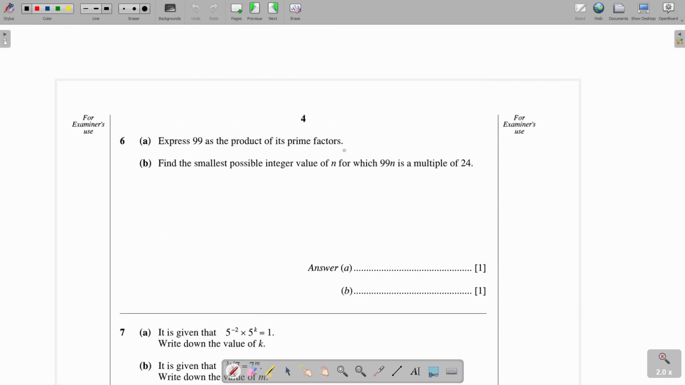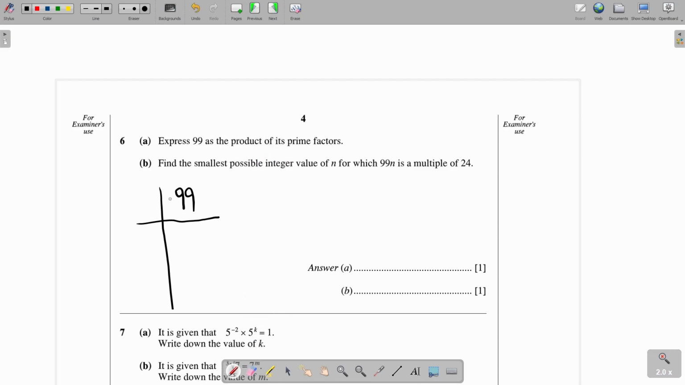Express 99 as a product of its prime factors. So what we really need to do is divide 99 over and over by some prime numbers, whatever prime numbers it gets divided by easily. And when we have those divisions, we can multiply those together and it makes 99 again, which means we have the prime numbers that form a product that makes 99, and that's how we'll express 99.